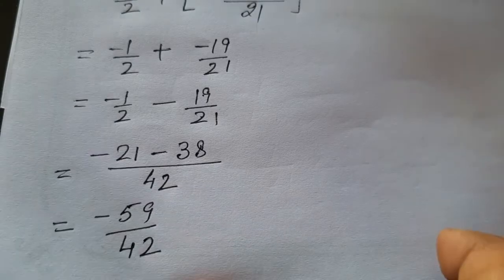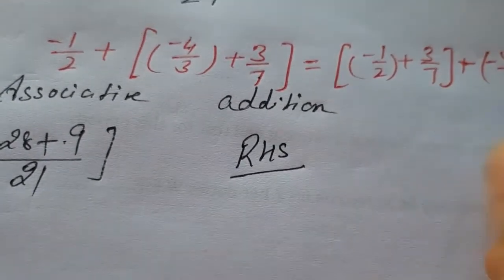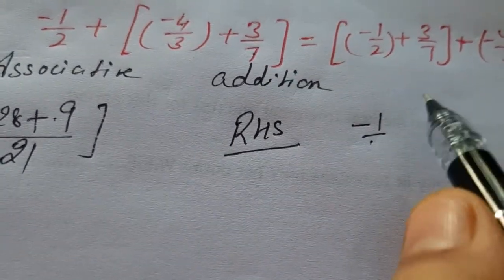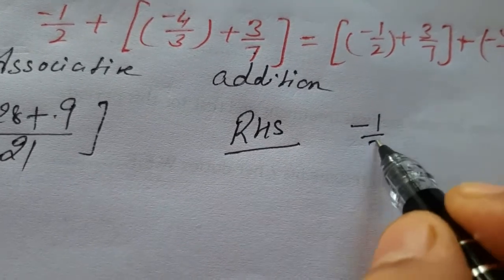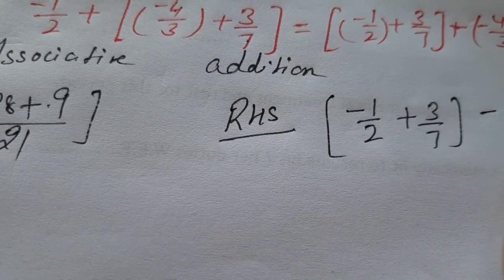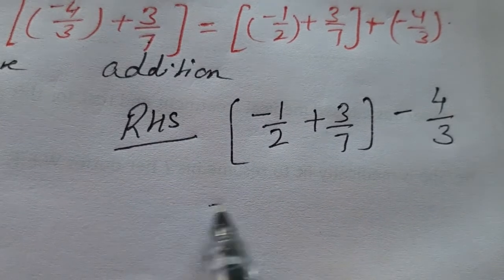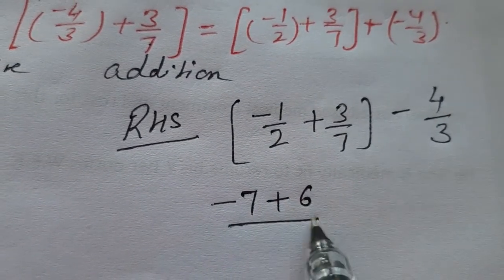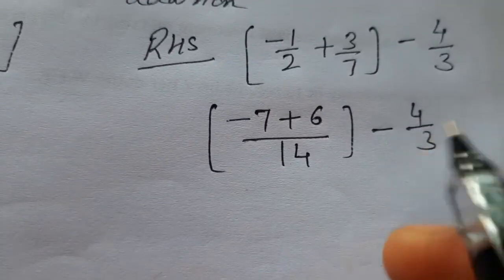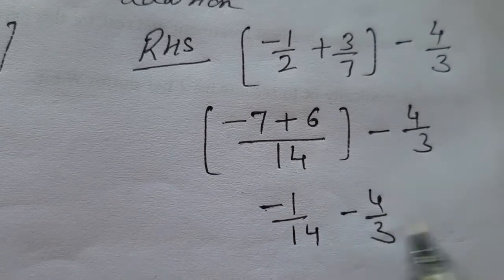Now the same way we will solve the right hand side also. Let us solve the right hand side. First of all we will take the LCM of these numbers. So minus half plus 3 by 7 within bracket plus minus 4 by 3. I am opening the bracket here. Now let us take the LCM. It will become minus 7 plus 3 2s are 6 divided by 14, minus 4 by 3. Now we will subtract, plus minus is minus, minus 1 by 14 minus 4 by 3.